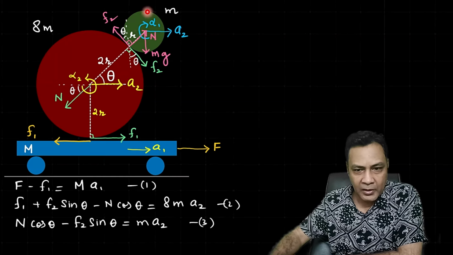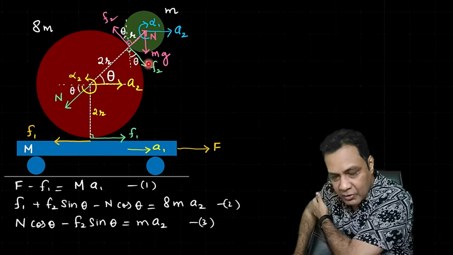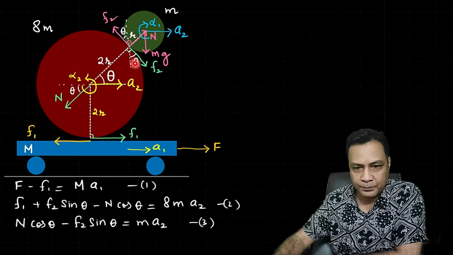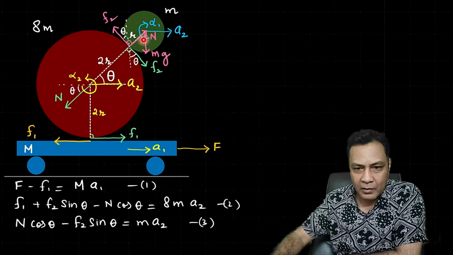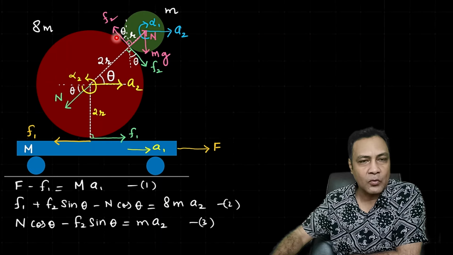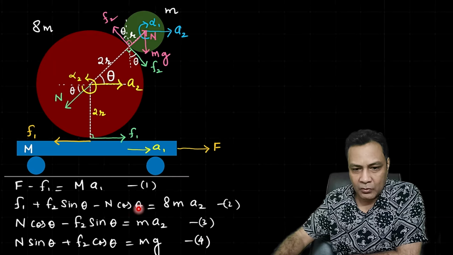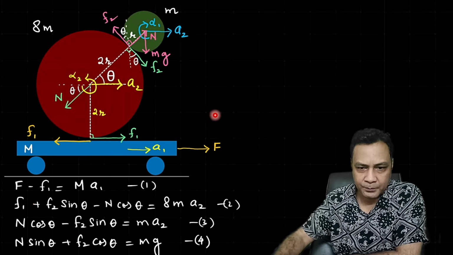In the vertical direction, it is in equilibrium because the center of mass only translates, so it has no motion in the vertical direction. So balancing forces along vertical direction, this N will have a component in the vertical direction, N sine theta, F2 will have component F2 cos theta, and that will be equal to mg. So N sine theta plus F2 cos theta is equal to small mg. So all the translational motion equations are written, and now some constraint part.